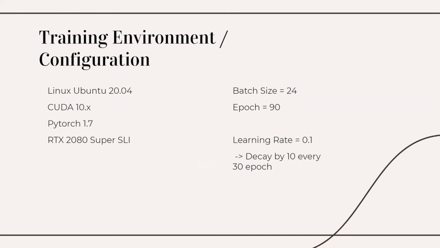This is our training and testing environment for our model. We are working with Ubuntu 20, NVIDIA CUDA 10, PyTorch 1.7, and two NVIDIA 2080 Supers with a total of 16GB VRAM. We configured the model so that it runs fine on our environment. By trying out different batch sizes, we found that batch size 24 ran through the entire training steps. There are a total of 90 epochs in training with an initial learning rate of 0.1. The learning rate decays by 10 after every 30 epochs.